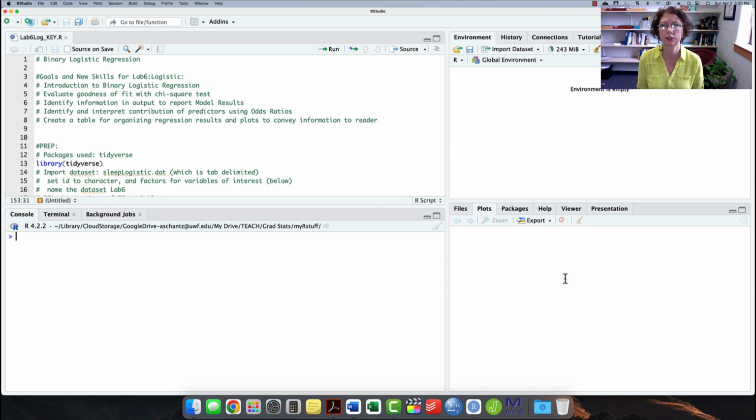Also, we want to be able to interpret the contribution of predictors using odds ratios and create a table for organizing the information for our reader.